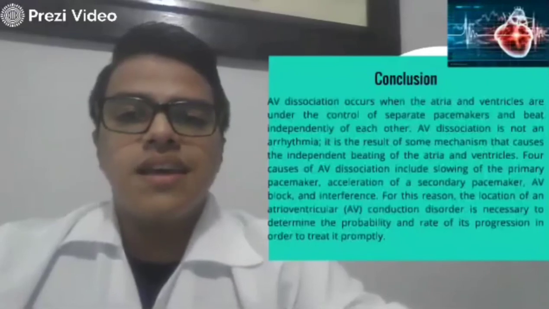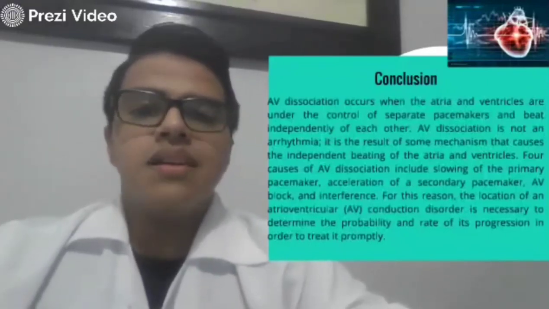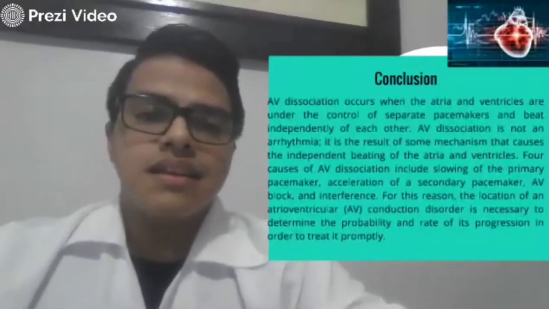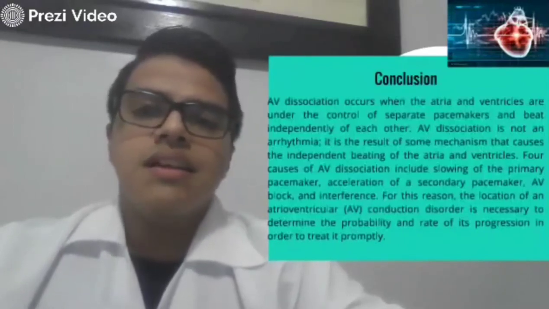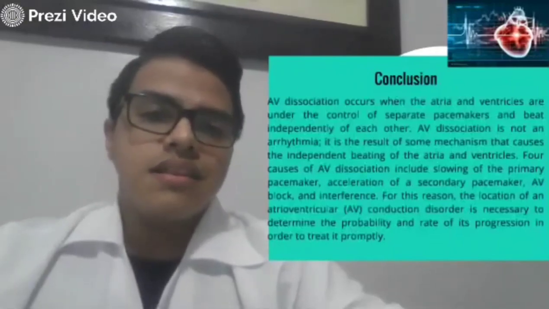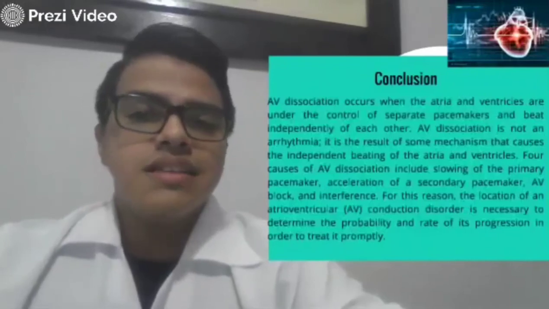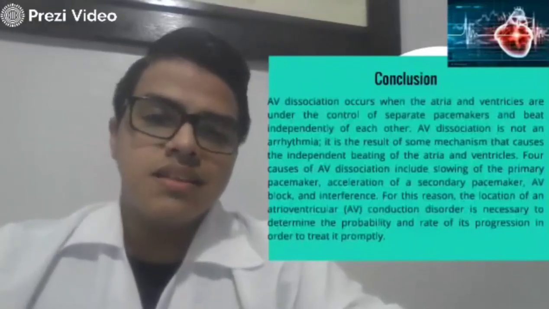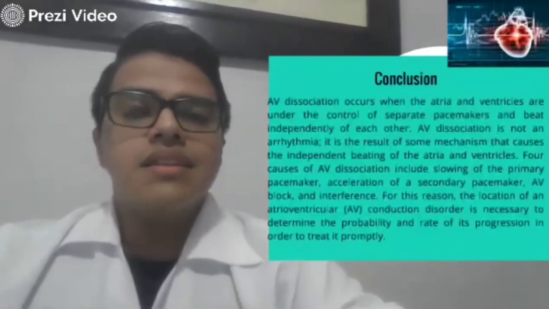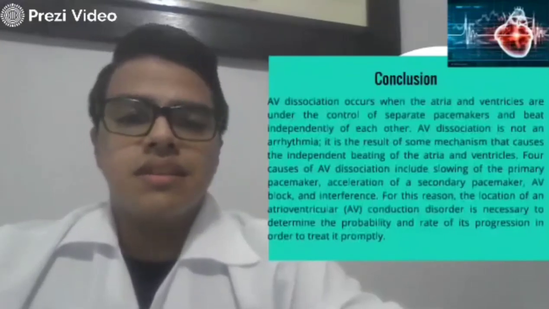Causes of atrioventricular dissociation include slowing of the primary pacemaker, acceleration of a secondary pacemaker, atrioventricular block, and interference. For this reason, the location of an atrioventricular conduction disorder is necessary to determine the probability and rate of its progression in order to treat it properly.